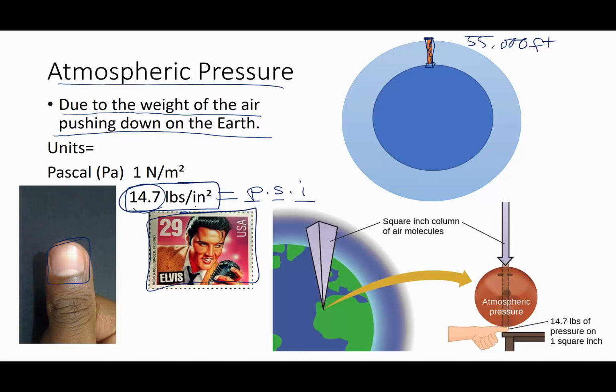If instead of a square inch, you have a square meter, meter times a meter, and you go to the top of the atmosphere, you are going to get 1 newton's worth of weight. That ends up being the unit, the Pascal.